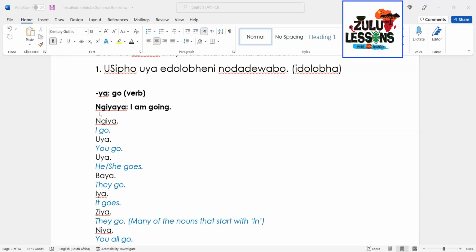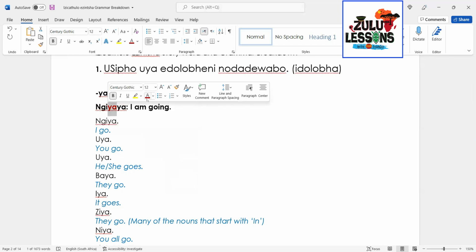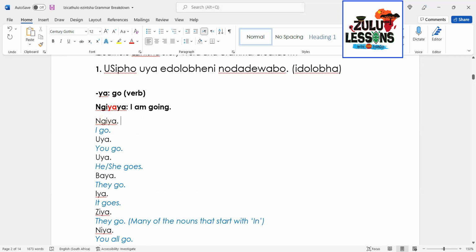Now look at how we are using it in the simple present tense, where we are saying, I am going. Ngiyaya, I am going. There is that ya in the simple present tense that's between the pronoun and the verb. There it is here. Let me just highlight it a different color just so that you can see it. Made it red just so we can see it better. That's the present tense ya there.